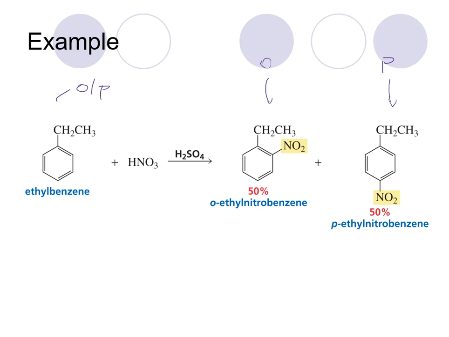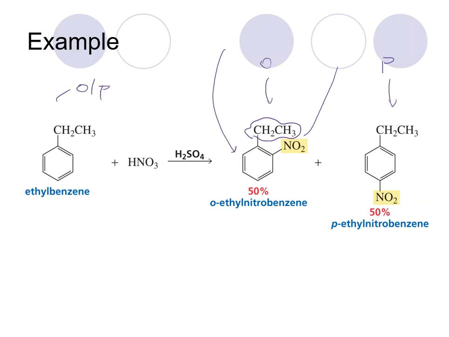Out of these 2 choices, though, look at what happened to your percentage. The ortho percentage went down and the para percentage went up. It's now a pretty much 50-50 split. Why is that? Well, that's because ethyl is a little bit bigger. Ethyl is bigger than methyl. So this ethyl group takes up more space. And it's harder for the nitro to get into the ortho positions.